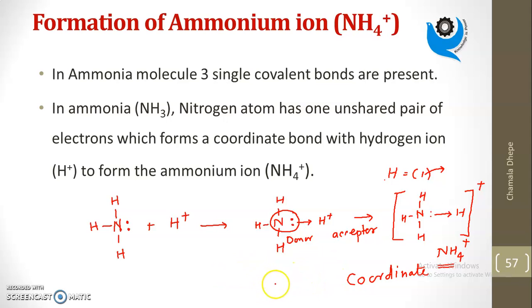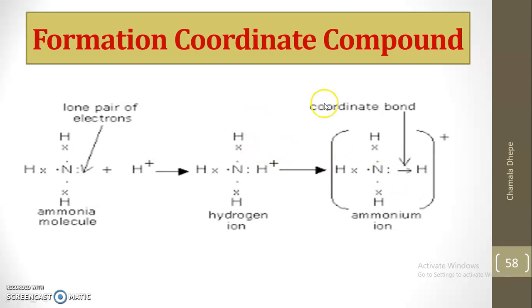Okay, in that, this arrow is written. So when an arrow is present, at that time you have to say which compound it is. It is a coordinate compound. Okay, let us proceed further. See here, formation of coordinate compound.